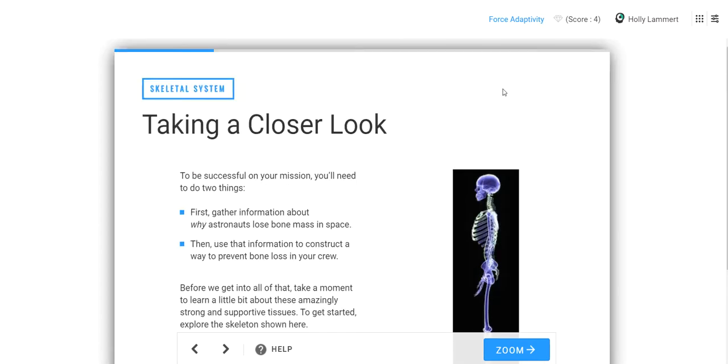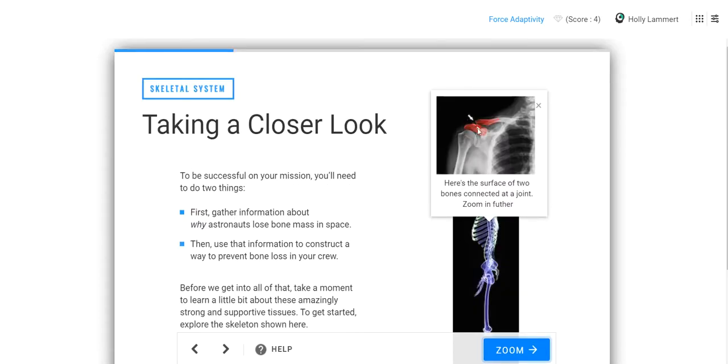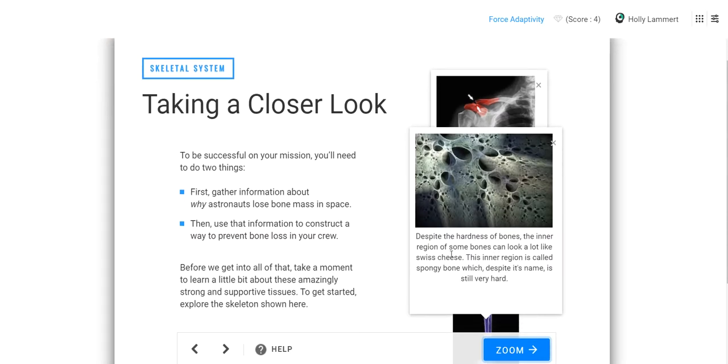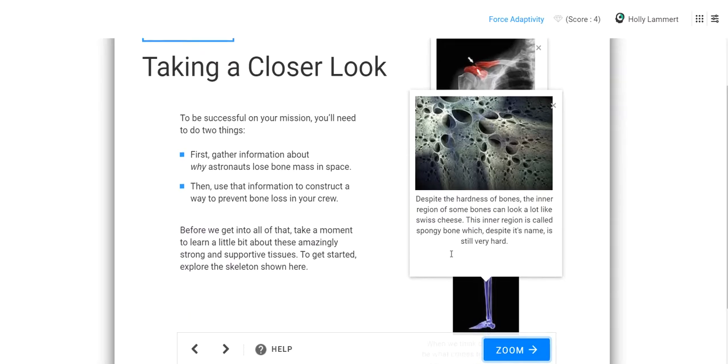Let's take a closer look. Zoom in. Here's the surface of two bones joined, connected at a joint. Let's zoom in even further. Zoom. Despite the hardness of the bones, the inner regions of some bones can look a lot like Swiss cheese. The inner region is called spongy bone, which, despite its name, is still very hard.